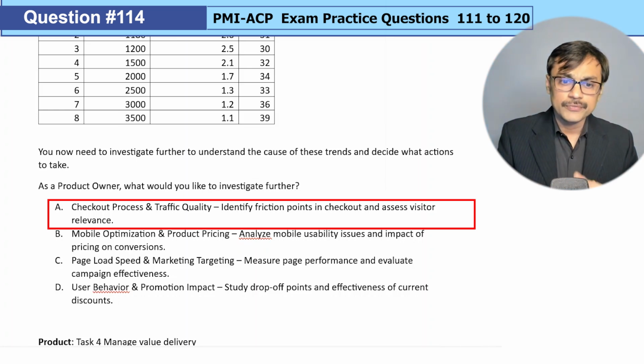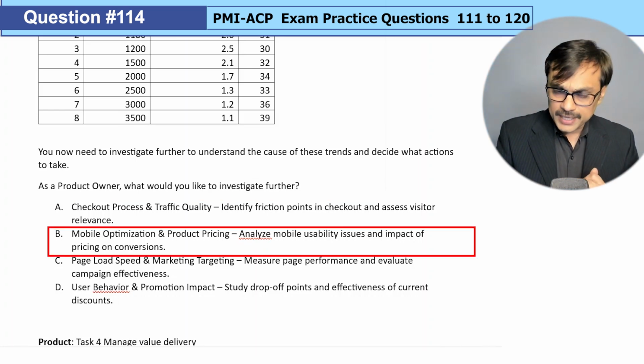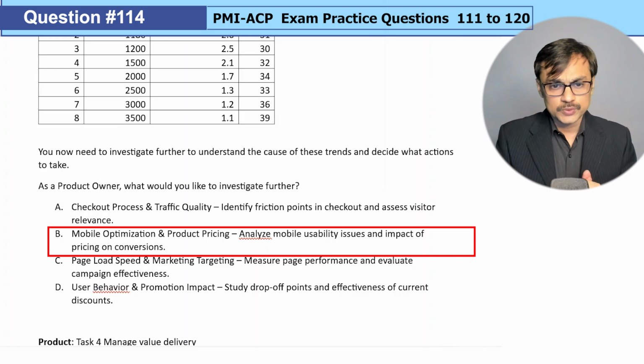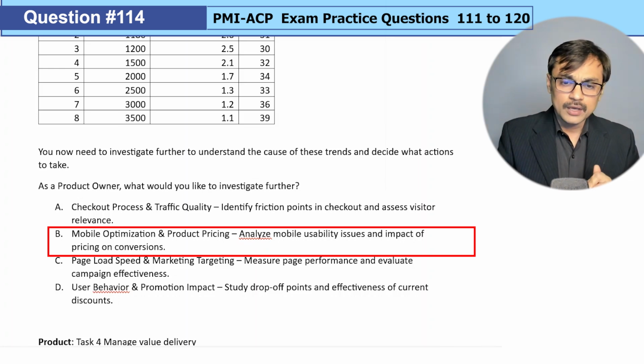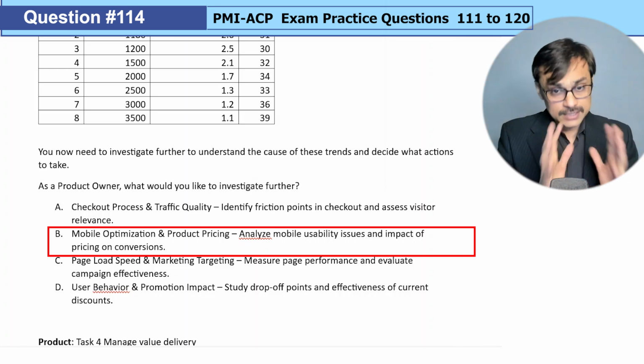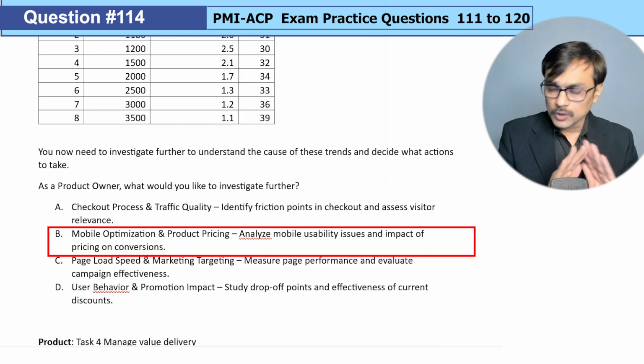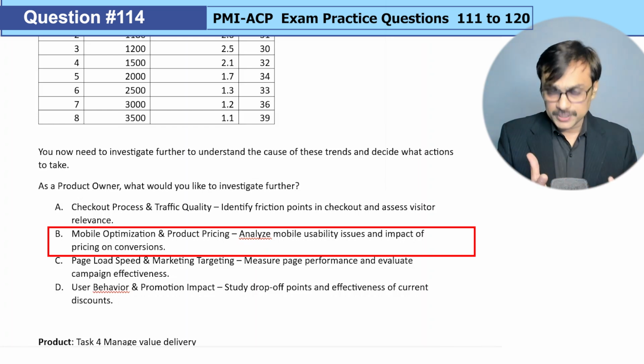Let's see the other option. Mobile optimization and product pricing, analyzing mobile usability issues and the impact of pricing on conversion. Now the data which is shared here is not talking about any issue with mobile optimization.